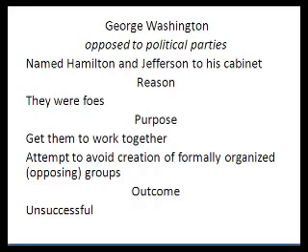It should be noted at this point that George Washington was opposed to political parties. As president, he named arch foes, Hamilton and Jefferson, to his new cabinet to get them to work together, in an unsuccessful attempt to avoid the creation of formally organized and opposing groups.